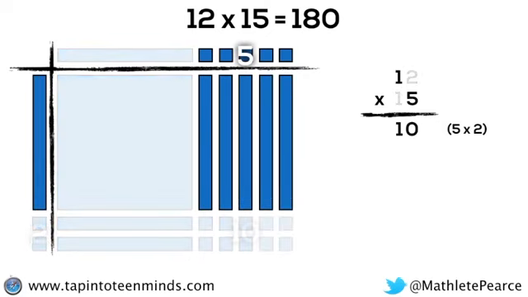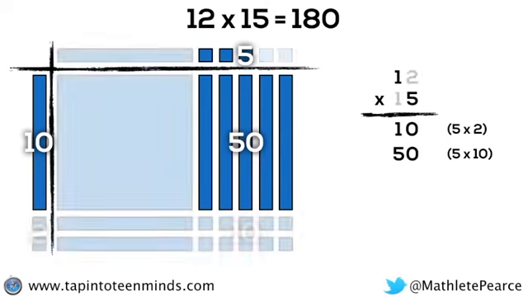Then, we look at 5 times 1, but wait, it's really 5 times a 10 since that 1 in the tens column is to represent the 10 rod. So we get a partial product of 50.